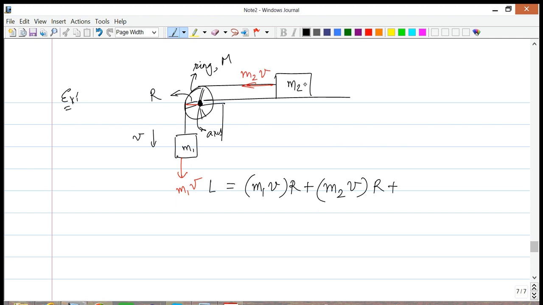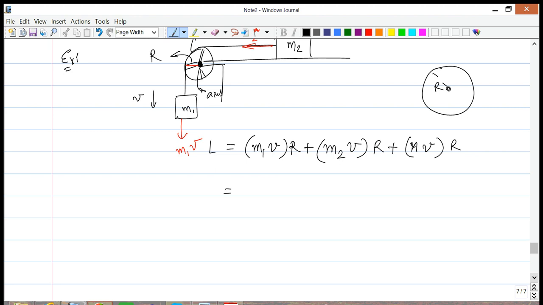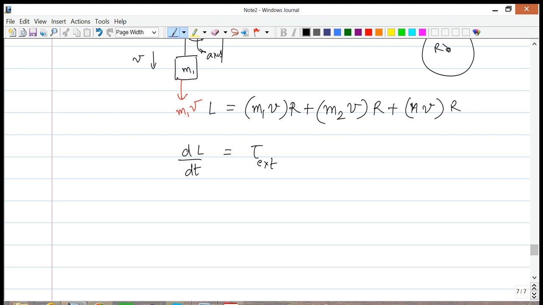And then for the ring, since each particle on the ring is at a fixed distance r, and since each particle on the ring also moves at speed v, the total angular momentum for the ring will simply be equal to its mass, capital M, times v times r. So the total angular momentum is given by this relation. Now we can use our expression that dL by dt is equal to tau external to figure out the acceleration of the masses. I know you can do this by other means, but let's see how we'll do this.